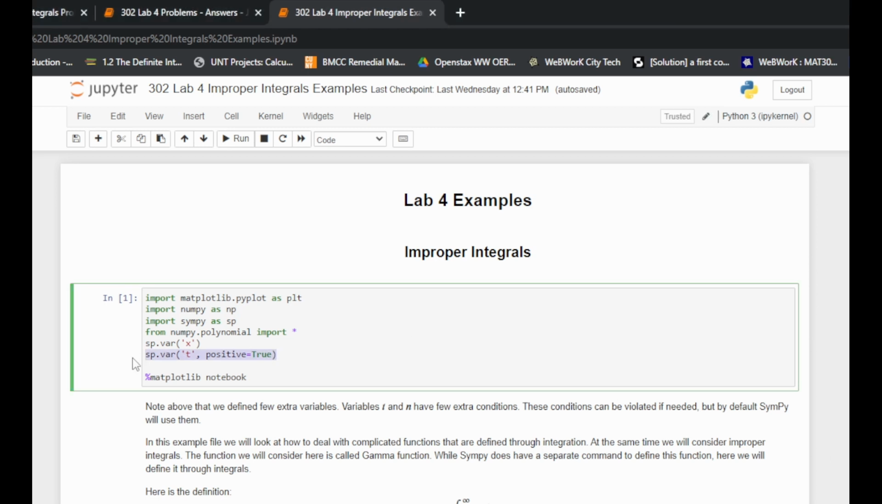I will also add a new variable t here, and I will make it positive. This condition is there just to make creation of my function easier. However, you will see that I will be ignoring this condition throughout this file. For your problem file, while you do need to create variable t, you do not actually have to make it positive.